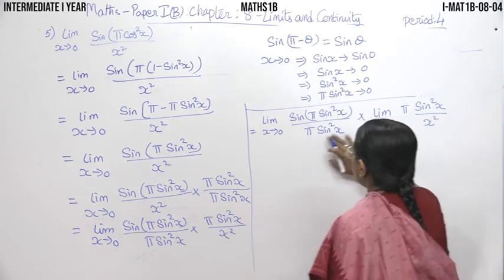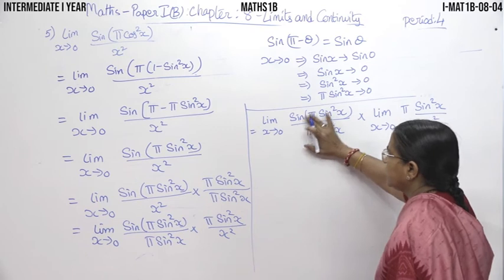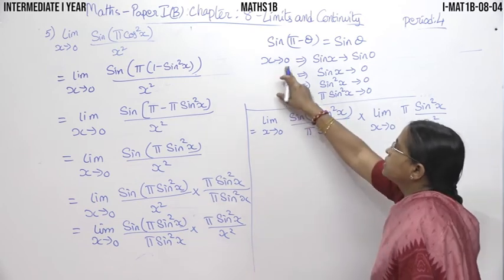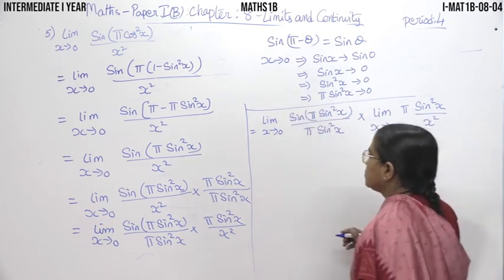Now we'll write both in the standard form. This is already there, sin theta by theta. This will change. X tends to 0, so pi sin square x tends to 0.